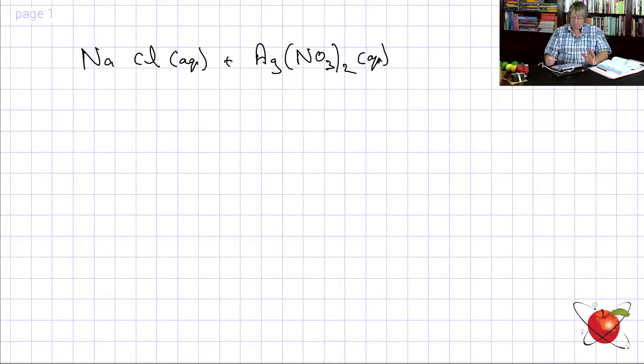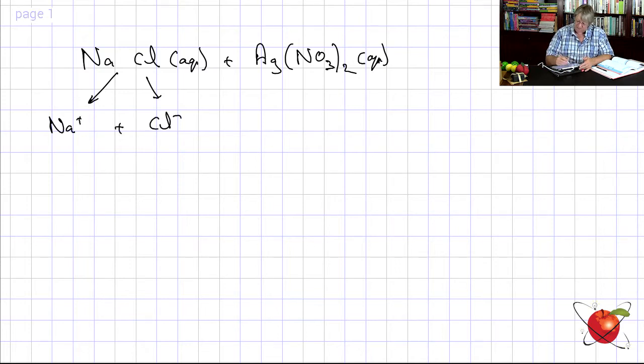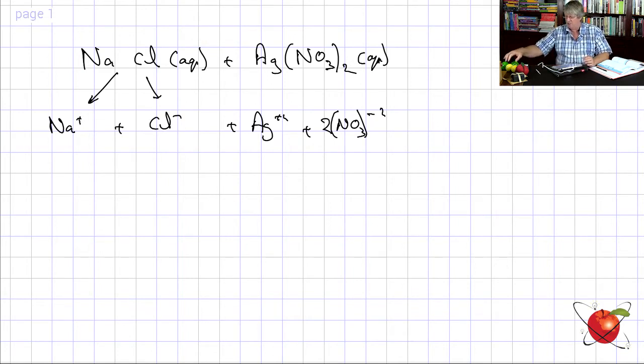What happens now? When we add it to water, we have to split it up into ions. So what do we have here? We have Na plus, Cl minus, plus Ag plus 2 and 2 NO3 minus, two of those radicals or polyatomic ions. That's what's in the water. So we had this sodium chloride. Now remember, it's soluble. So what happens to those? Silver nitrate, let's check, yes, it's soluble in water.